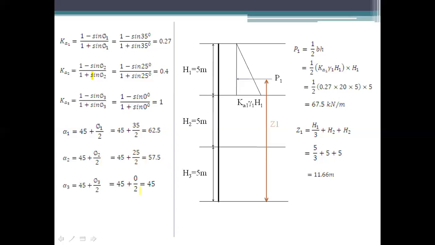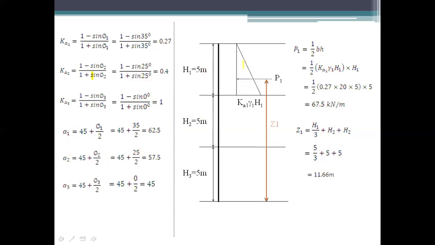Alpha 3 equals 45 plus phi 3 upon 2 equals 45 plus 0 upon 2, which gives you 45. So here we have calculated the active earth pressure coefficient Ka1 for the first layer, Ka2 for the second layer, and Ka3 for the third layer, and alpha 1 for the first layer, alpha 2 for the second layer, and alpha 3 for the third layer. Here H1 equals 5 meter, H2 equals 5 meter, and H3 equals 5 meter.